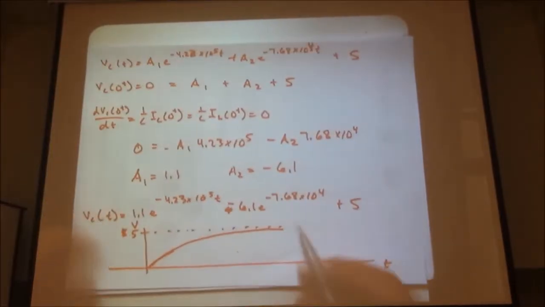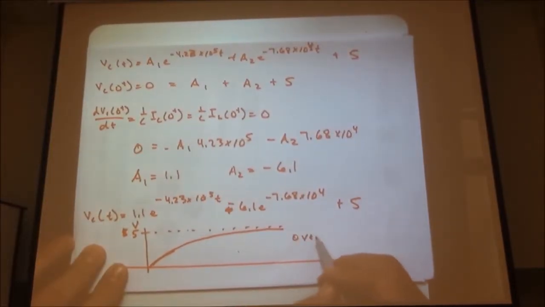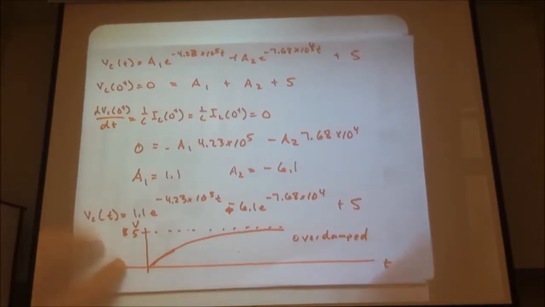So, let's look at a more extreme example. So this is overdamped. We wrote that early on. And that has the overdamped characteristics. So, in the example we just did, R was 400. Let's really crank up R.